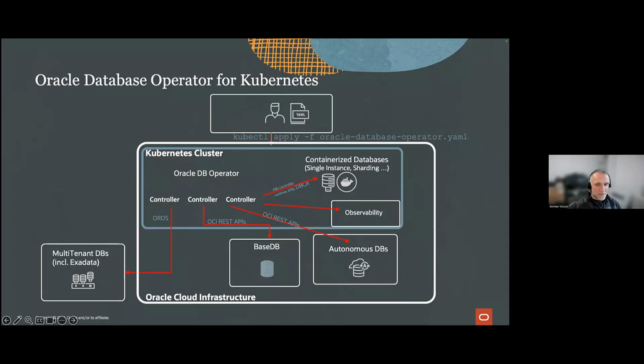Once that's done, you have all the things that you need in your Kubernetes cluster to be managing Oracle databases. So as you can see, there are a set of controllers there. You see red arrows going out of these controllers. These will be installed when you install the operator. And with those controllers, we'll be able to control a specific type of databases, like multi-tenant databases, base DB, autonomous database, et cetera, et cetera. Okay, and also containerized databases, which is something that I mentioned before.